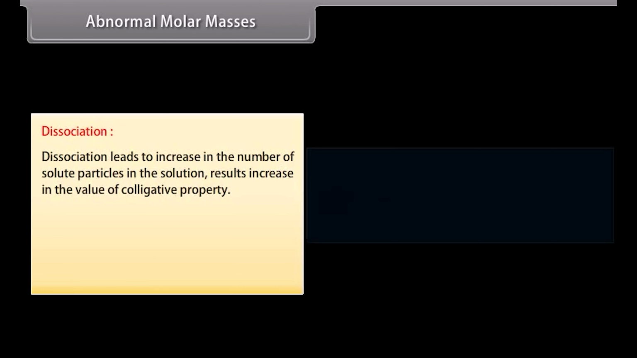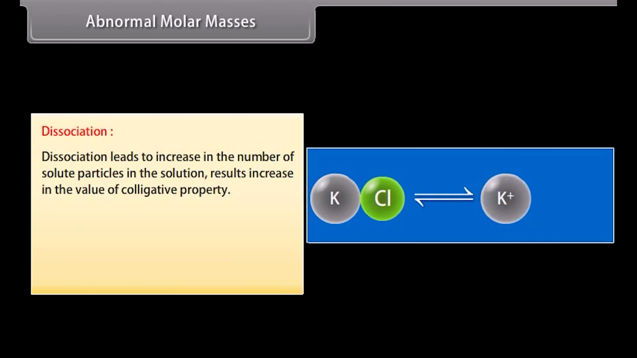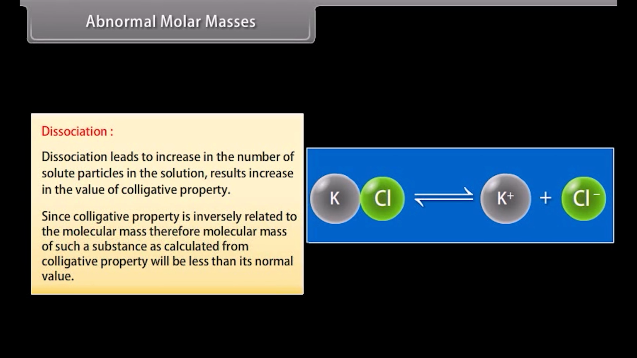Dissociation. Dissociation leads to increase in the number of solute particles in the solution. Results in an increase in the value of colligative property. Since colligative property is inversely related to the molecular mass, therefore, molecular mass of such a substance as calculated from colligative property will be less than its normal value.